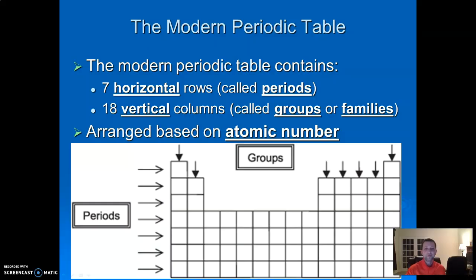Okay, modern periodic table, 7 horizontal rows, they're called periods. Here we go with our formal definitions. 18 vertical columns called groups or families. So if I say we are in period 5, that would be the 5th row down, so we'd be here.